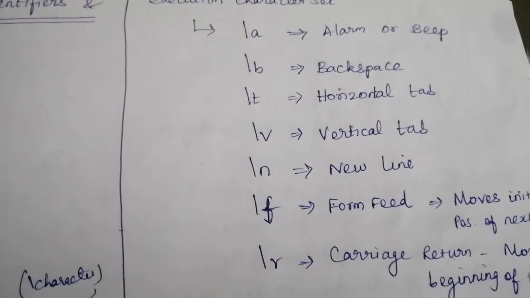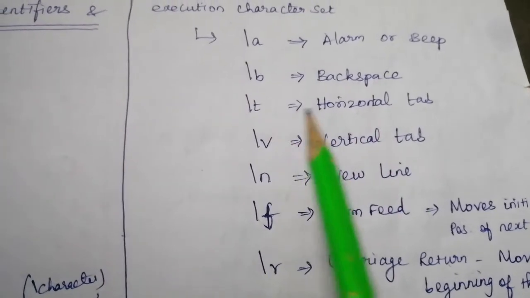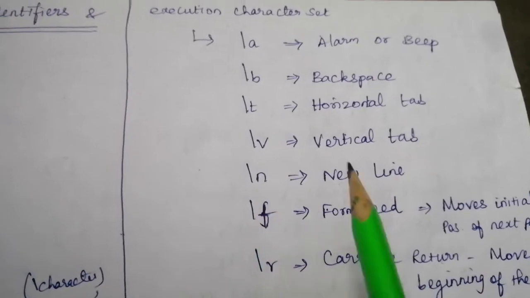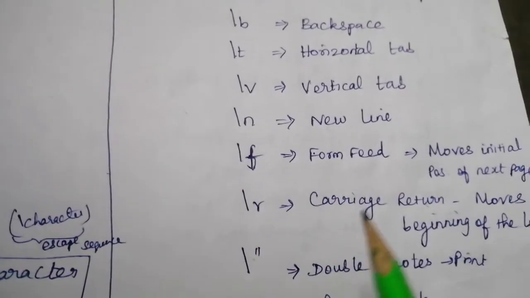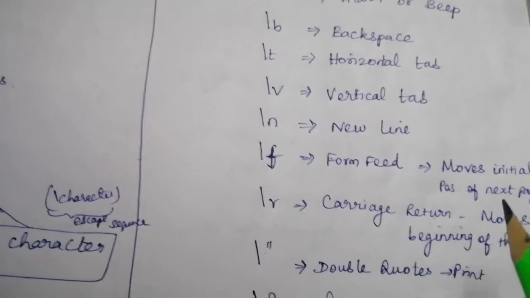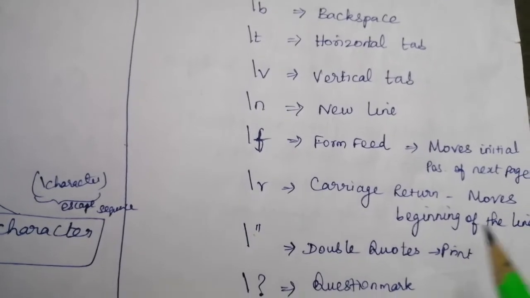Likewise, we have \b, which represents backspace, \t, horizontal tab, \v, vertical tab, \n, new line, and \f, form feed. It means that it moves the cursor to the initial position of the next page. Carriage return moves the cursor to the beginning of the line.